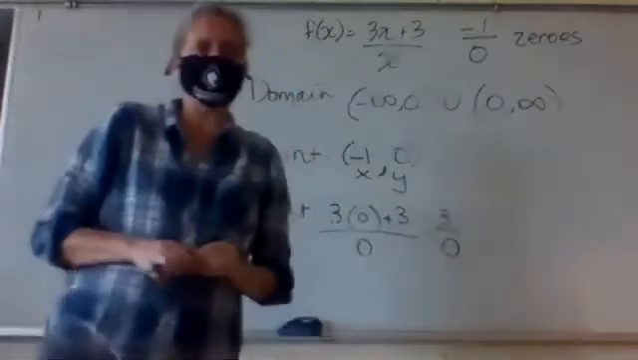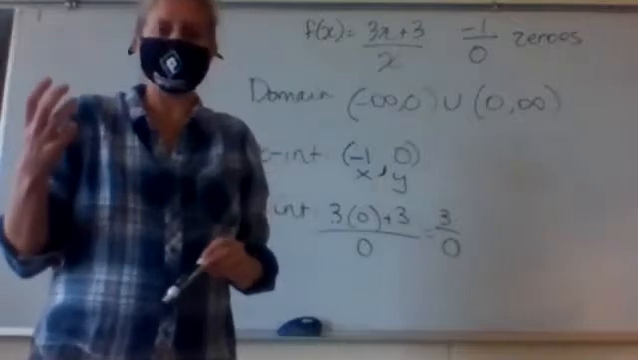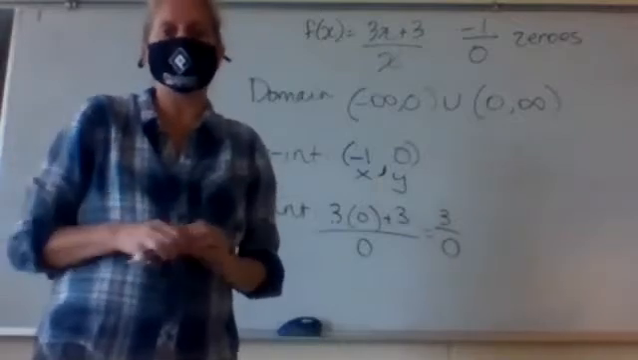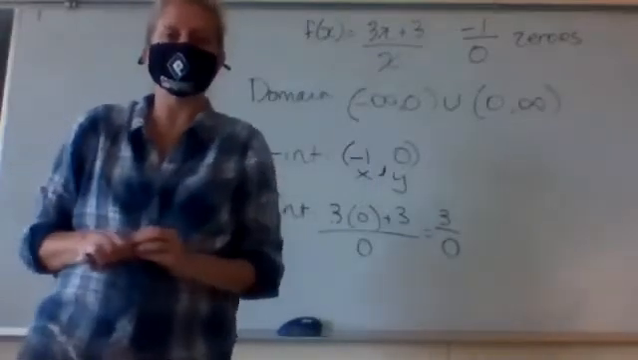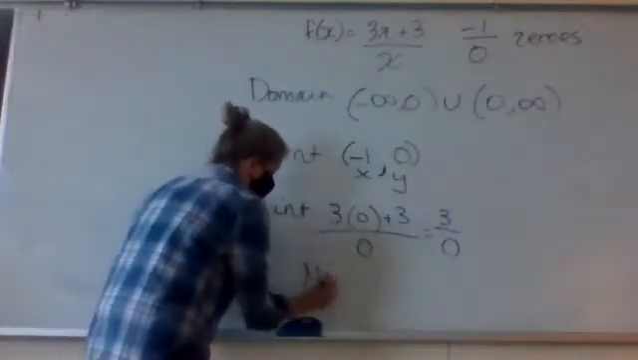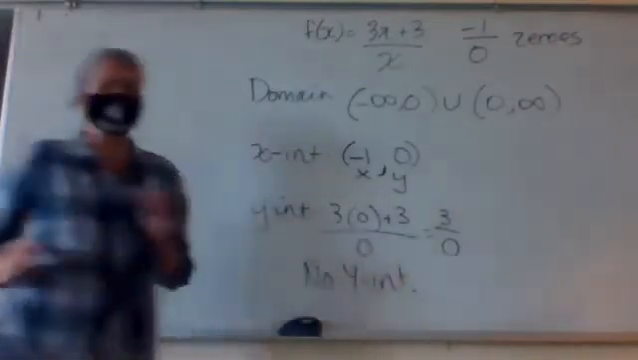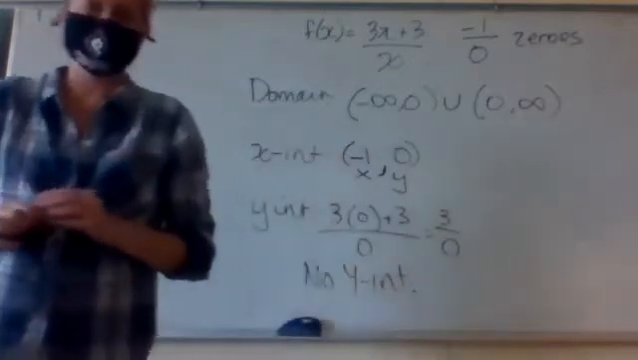What did we talk about if you replace the x's in your function with zeros and it turns your denominator into a 0? What does that tell you about your y-intercept? That there's not one. It does not cross the y-axis. There is no y-intercept.